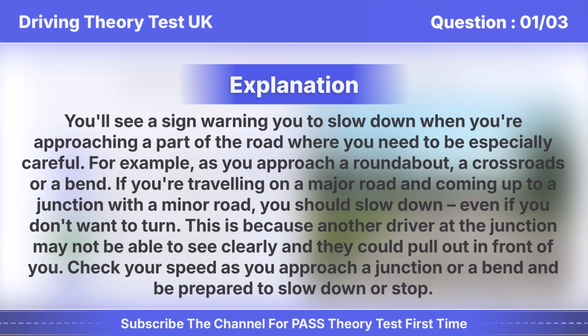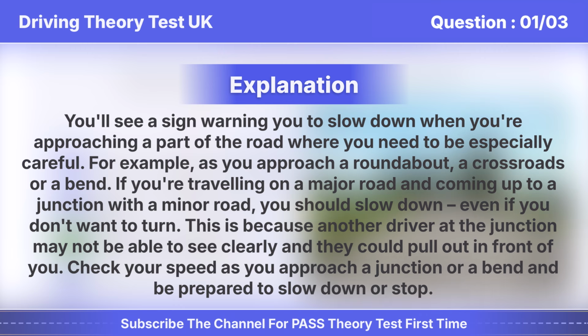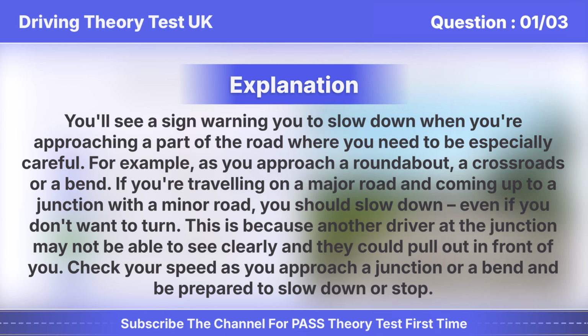If you're traveling on a major road and coming up to a junction with a minor road, you should slow down, even if you don't want to turn. This is because another driver at the junction may not be able to see clearly and they could pull out in front of you. Check your speed as you approach a junction or a bend and be prepared to slow down or stop.